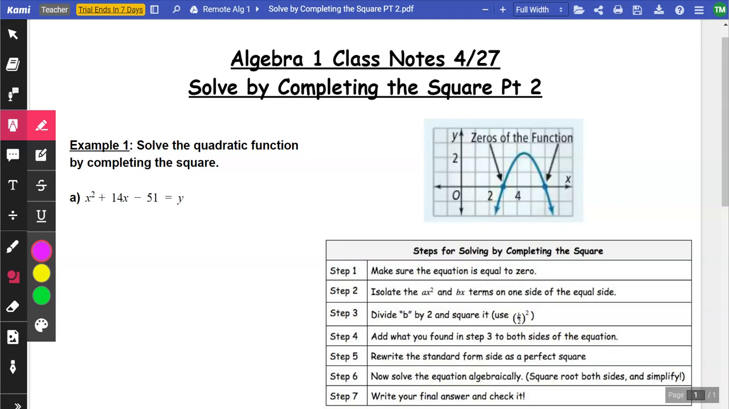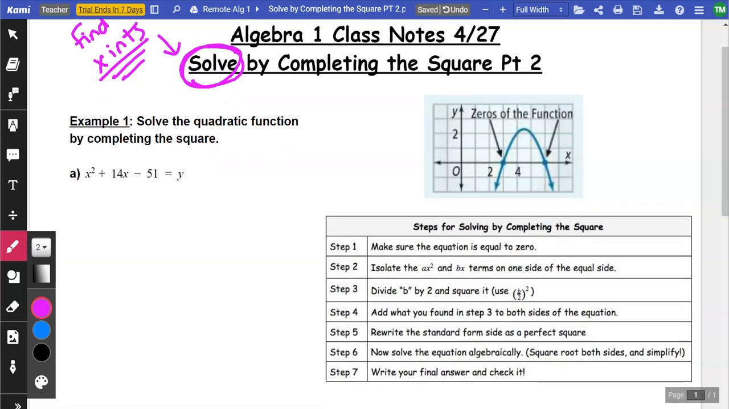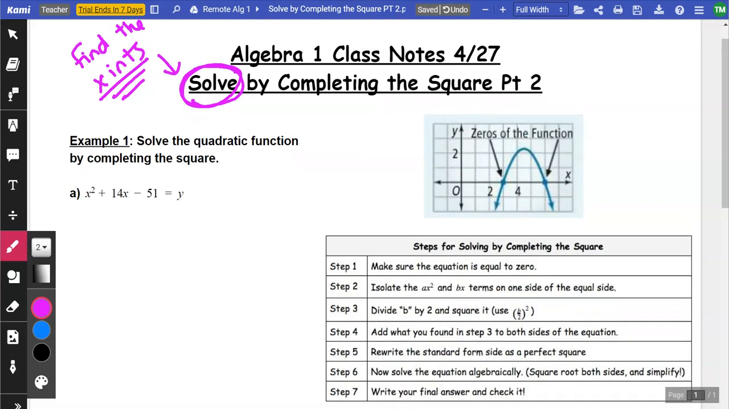So remember, when I talk about solving these equations, what is it that I'm really asking you to solve for? I'm asking you to find the x-intercepts. And what else can we call x-intercepts? So x-intercepts actually have a couple names, and we already know one of them.